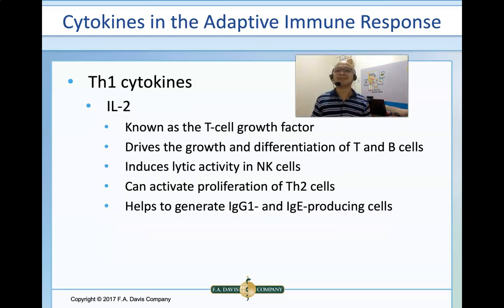Okay, still under the Th1 cytokines, we have interleukin 2. Interleukin 2 is otherwise known as the T cell growth factor. It drives the growth and differentiation of T and B cells. It also induces the lytic activity of natural killer cells, the ability of the large granular lymphocytes to cause lysis of target cells. It can activate proliferation of Th2 cells and help to generate IgG1 and IgE producing cells.